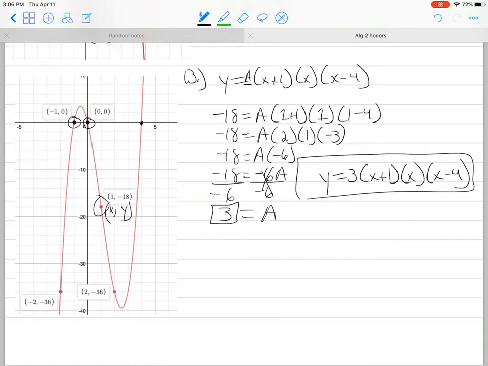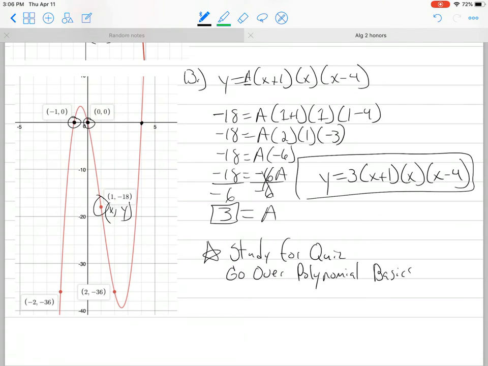Final thing. Don't forget to study for your quiz. Mr. Tillis posted, so you would see it before this post. He posted all the topics that are on the quiz, and you should remember to go over your polynomial basics notes. Okay? Make sure you go over those or watch that video again so that you're ready for this quiz.